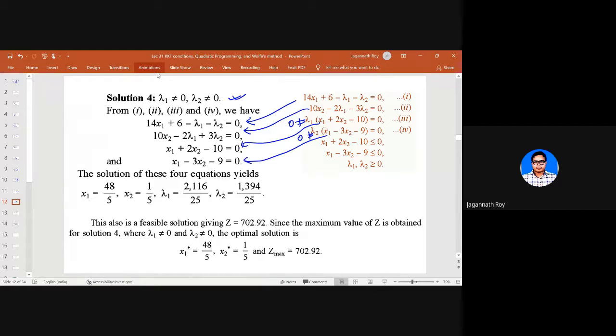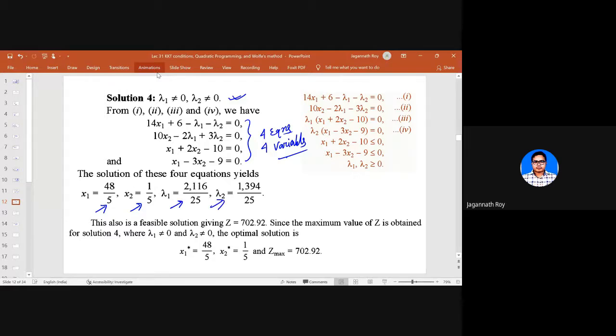We have a 4 by 4 system: 4 variables, 4 equations, 4 variables. So we can solve it. If we solve it, we can see that this is x1, x2, x3 and x4.